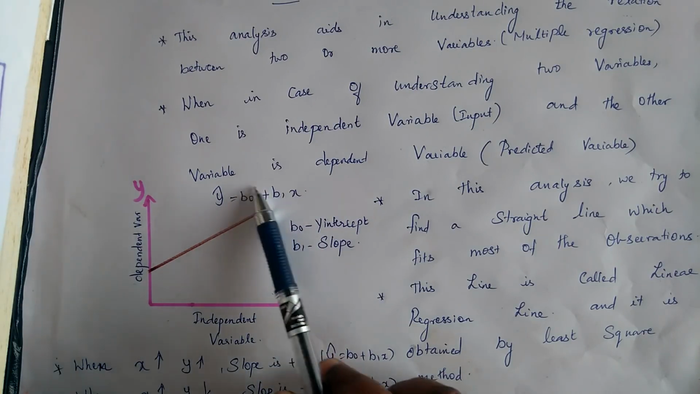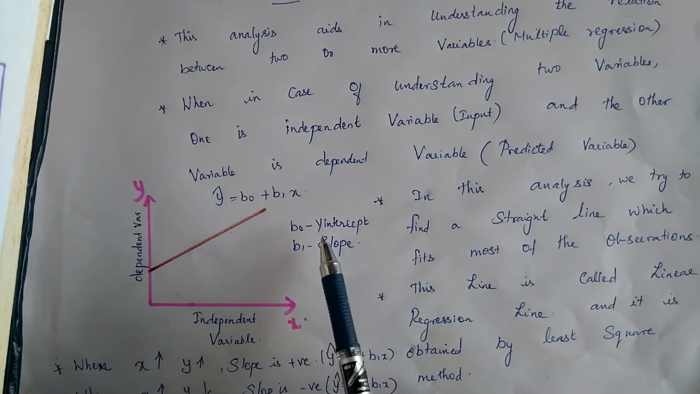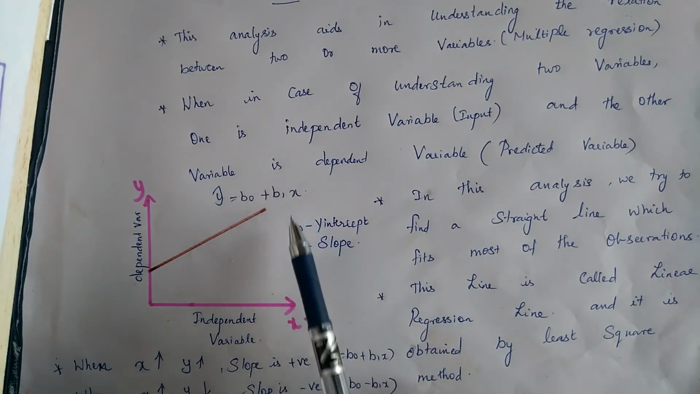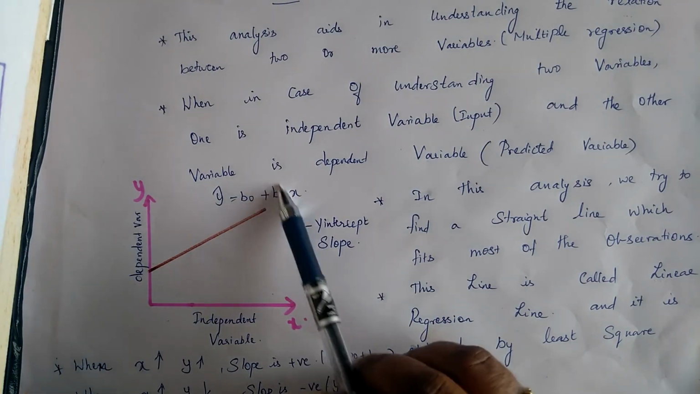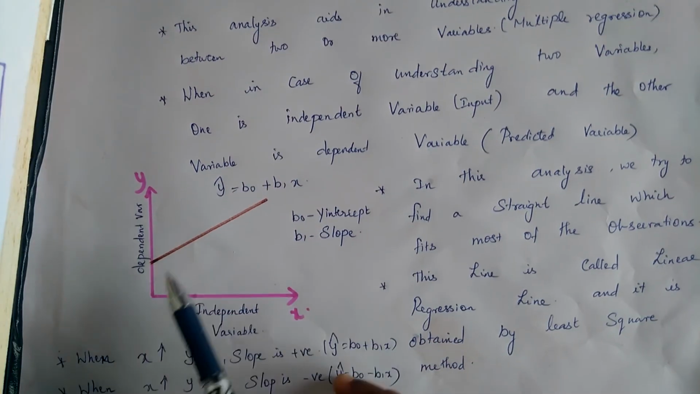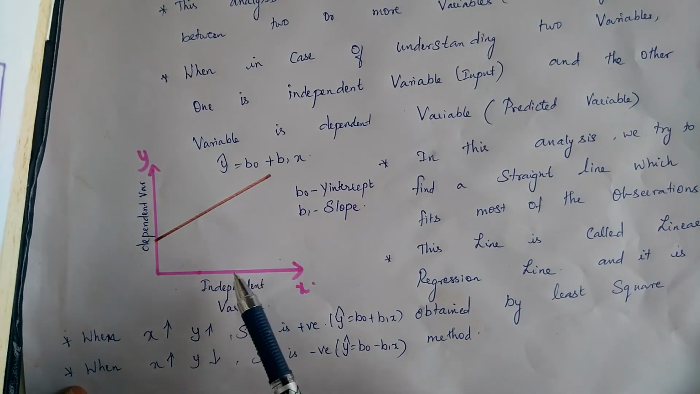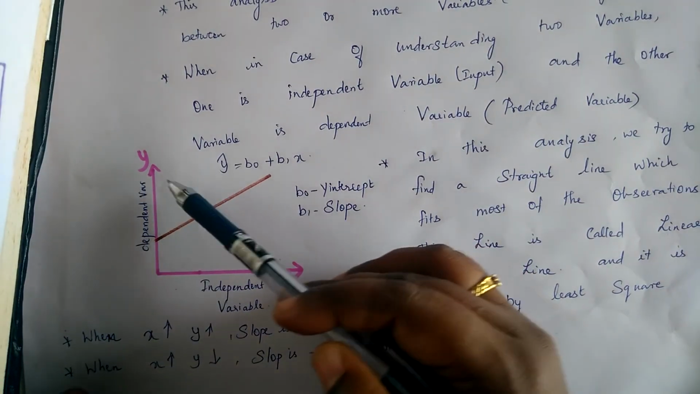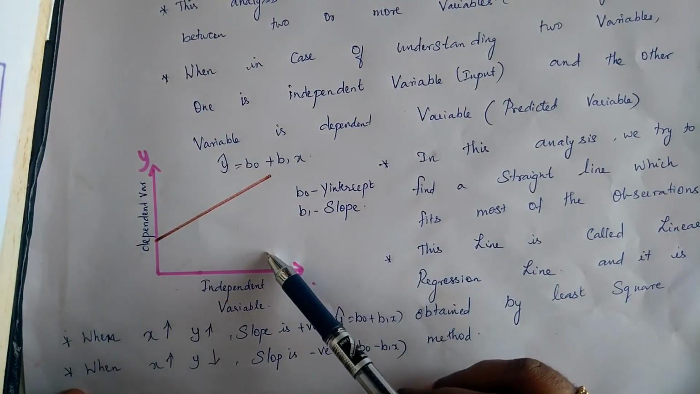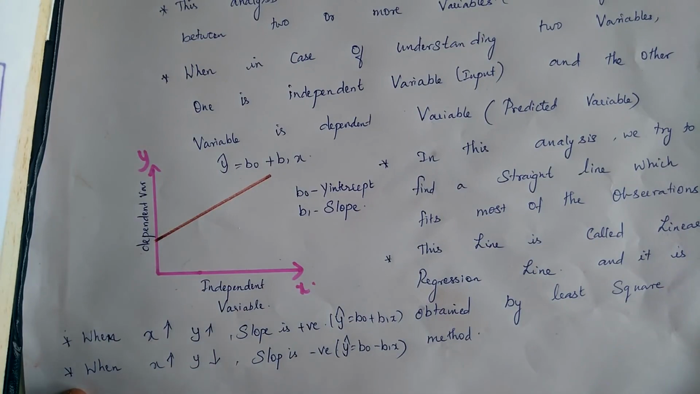Here b0 is the y-intercept and b1 is the slope. b1 is positive when x increases and y increases; the slope is going to be positive. There can be scenarios when x increases, y tends to decrease, then the line would be like this. Then there is a negative slope.